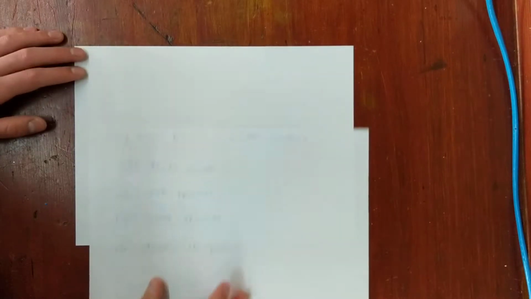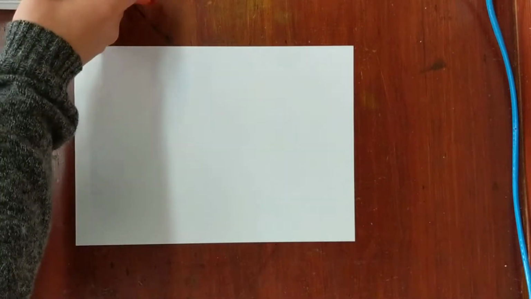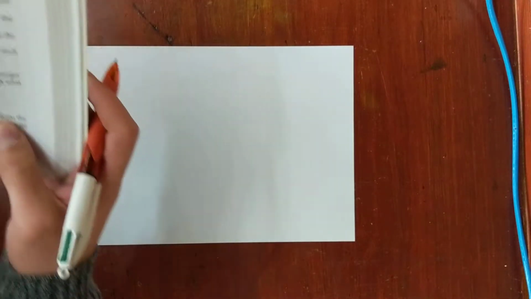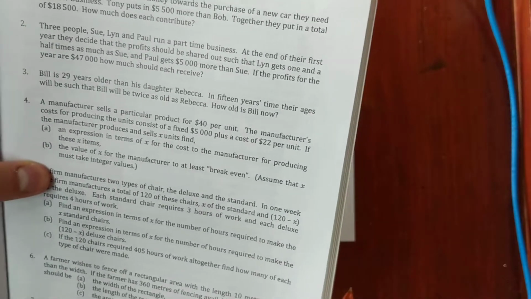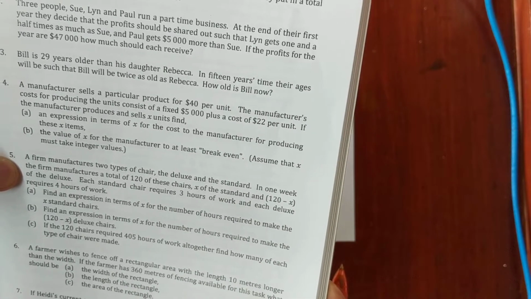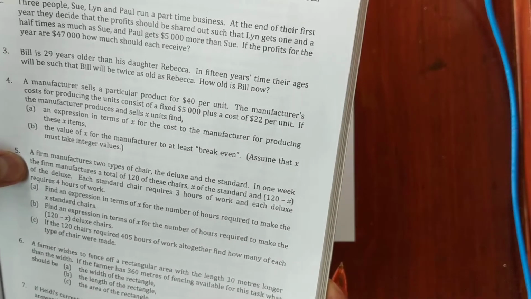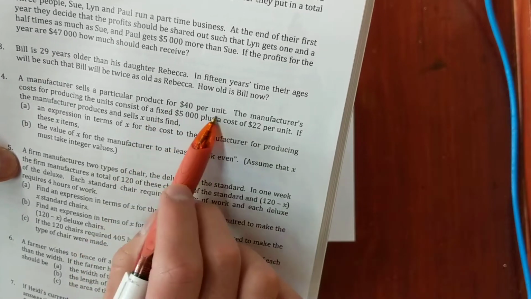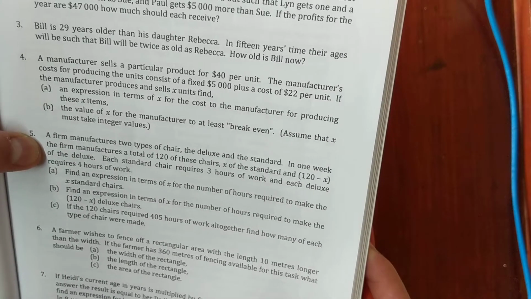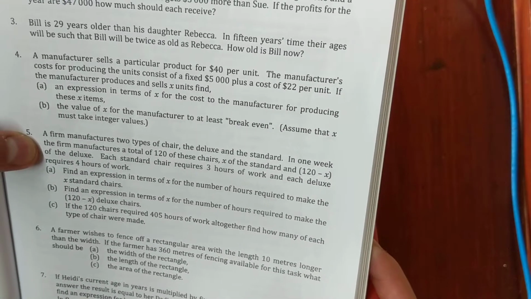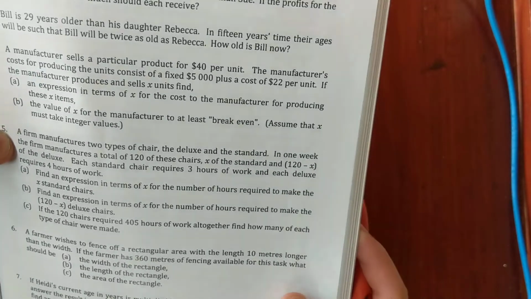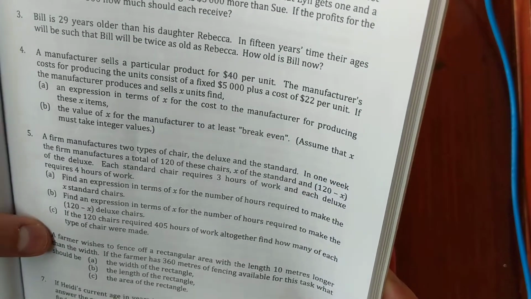We are in exercise 7C of the Unit 2 Sadler book, and let's start with question 4, which a couple of people asked me to have a look at. A manufacturer sells a particular product for $40 per unit. I would probably underline that, $40 per unit, that's important. The manufacturer's costs for producing the units consist of a fixed $5,000 plus a cost of $22 per unit. Okay, that's our next bit of important information.